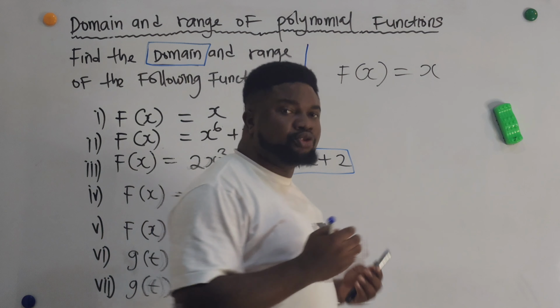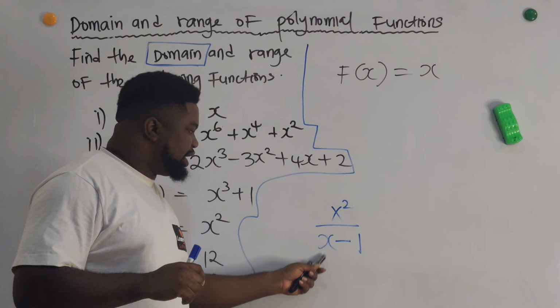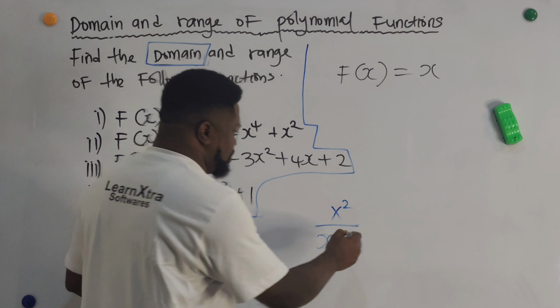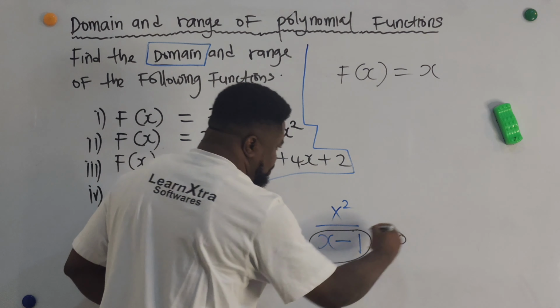Remember that we said domain is where a function is defined, where a function can work. Like if it's a fraction, let's say I have x squared over x minus 1. This fraction can work at all points except where the denominator is 0, and that is when x is equal to 1, because 1 minus 1 is 0. That is for fractions.